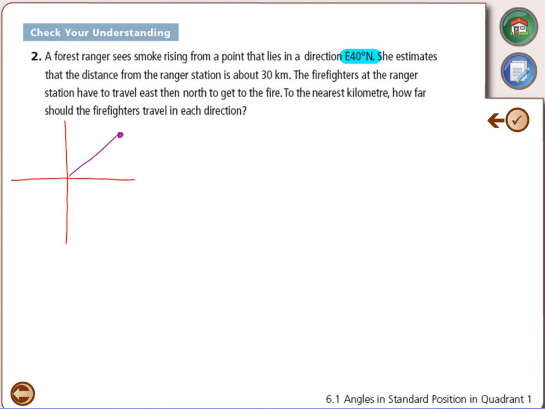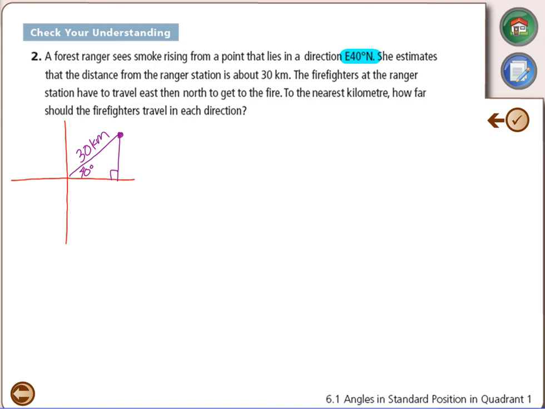Okay. She estimates that the distance from the ranger station is about 30 kilometers. So that means we've got 30 kilometers here. The firefighters at the ranger station have to travel east and north to get to the fire. To the nearest kilometer, how far should the firefighters travel in each direction? We better put our 40 degrees here. And let's make our triangle. Always to the x-axis.